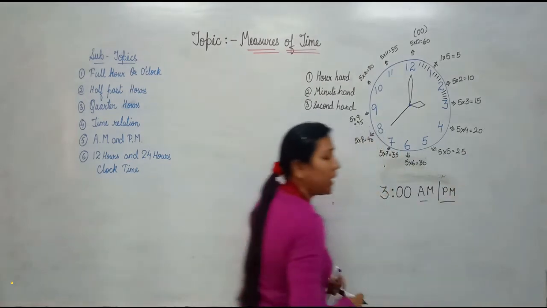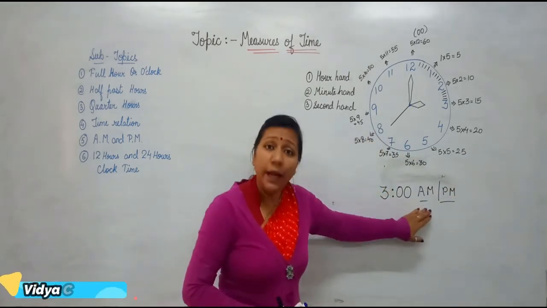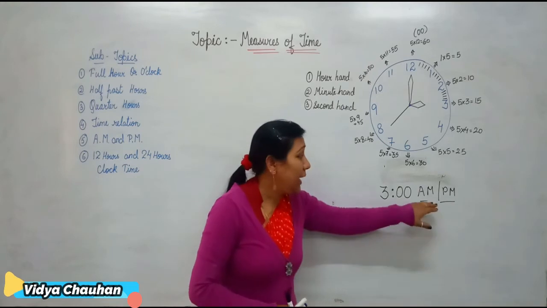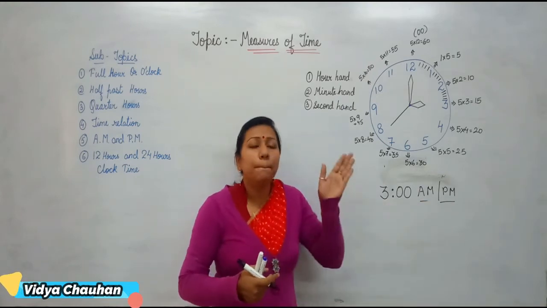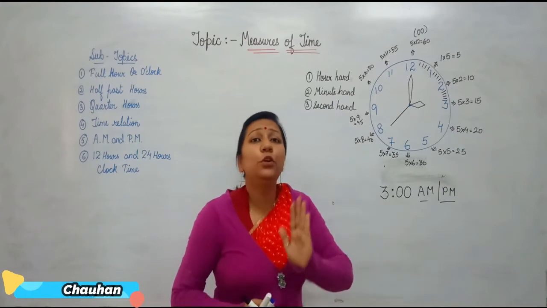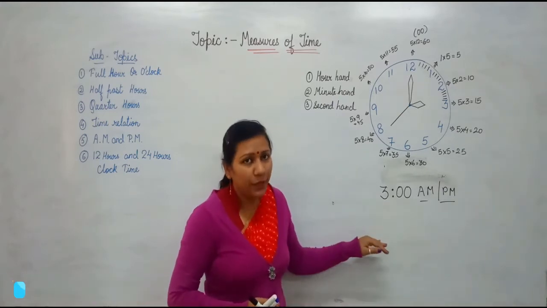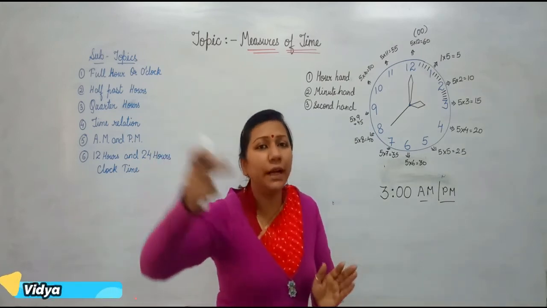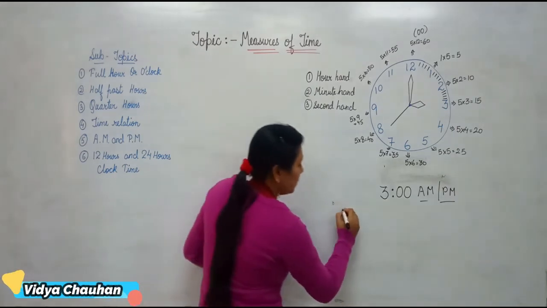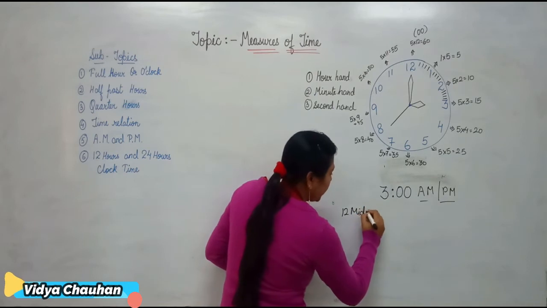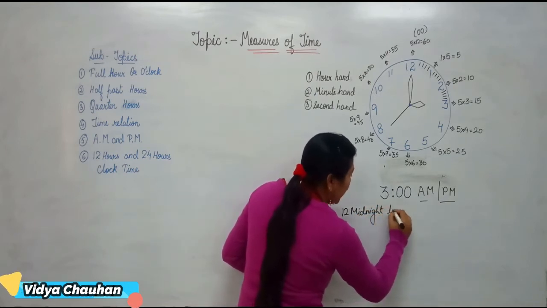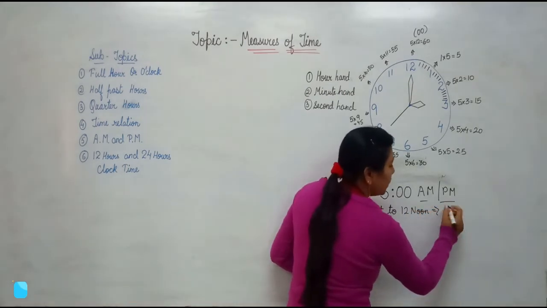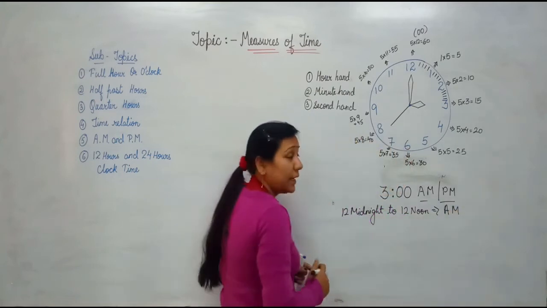Now what is this AM and PM? AM is actually ante-meridiem and PM is post-meridiem. Or you can say AM is the time which is between midnight 12 to noon 12. That is the time of AM. And PM is the time between noon 12 to midnight 12. That means morning 12 midnight to 12 noon. It is AM. It is called as AM.